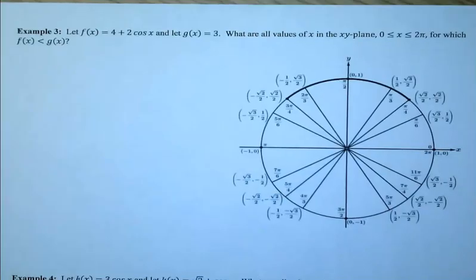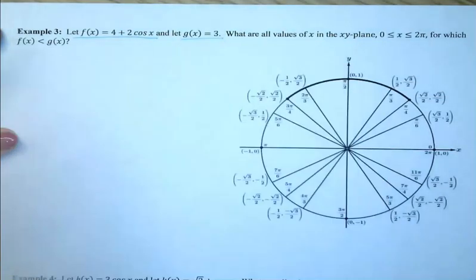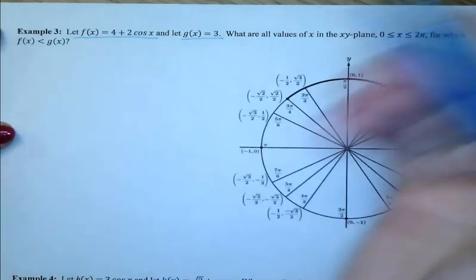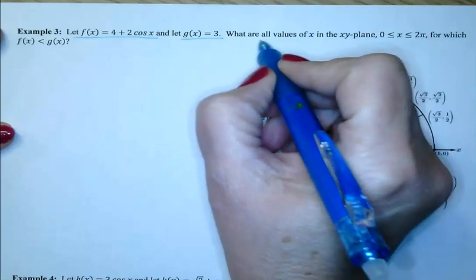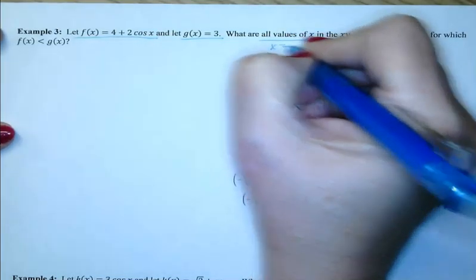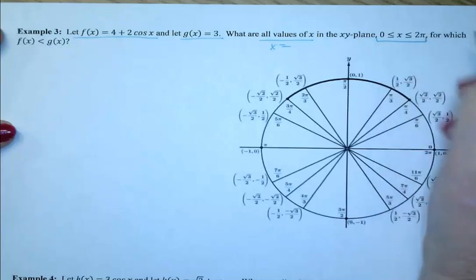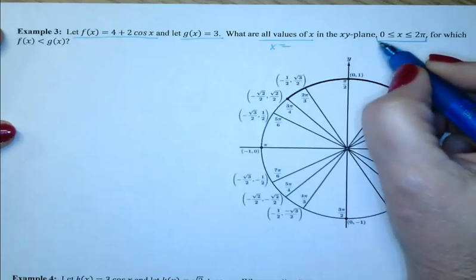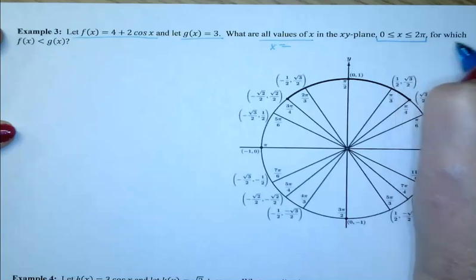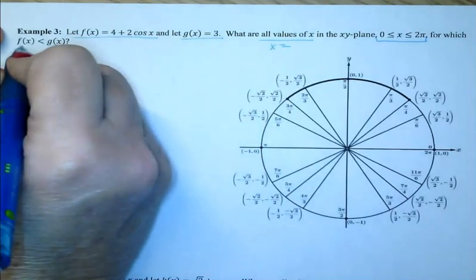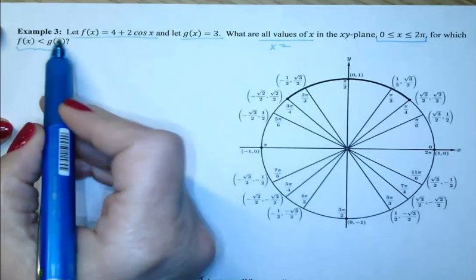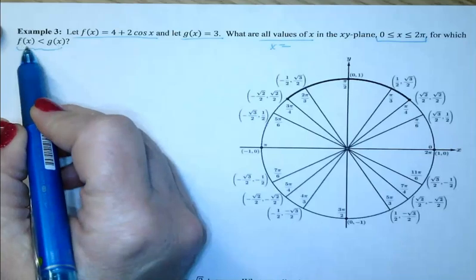So in example 3, notice it's not just a simple trig function now. We actually have an equation. So the equation is f of x equals 4 plus 2 cosine x. And then we have another function called g of x, which happens to be 3. And it wants to know for what are all values of x in the xy plane such that 0 is less than x is less than or equal to 2 pi. So notice both of these are equal to, so I'm going to include 0 and the 2 pi possibly, for which f of x is greater than g of x. So that means this function is bigger than this function.